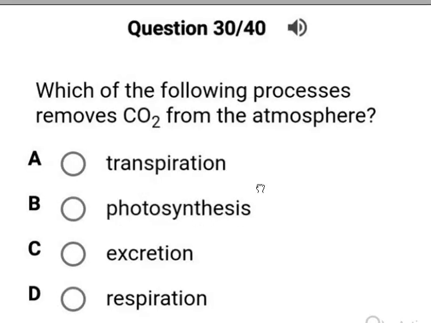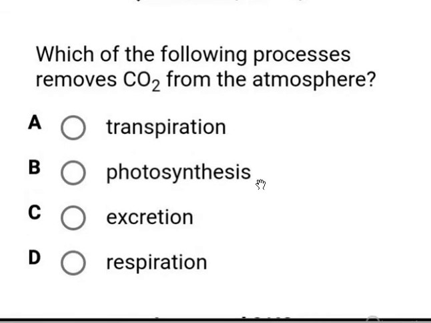Next question. Which of the following processes removes carbon dioxide from the atmosphere? A. Transpiration, photosynthesis, excretion, respiration. So this answer is very easy, which is photosynthesis. We all know that photosynthesis is a process by which green plants manufacture their own food using sunlight and chlorophyll, and also in the presence of sunlight, the energy trapped by chlorophyll is stored in the form of glucose and oxygen.